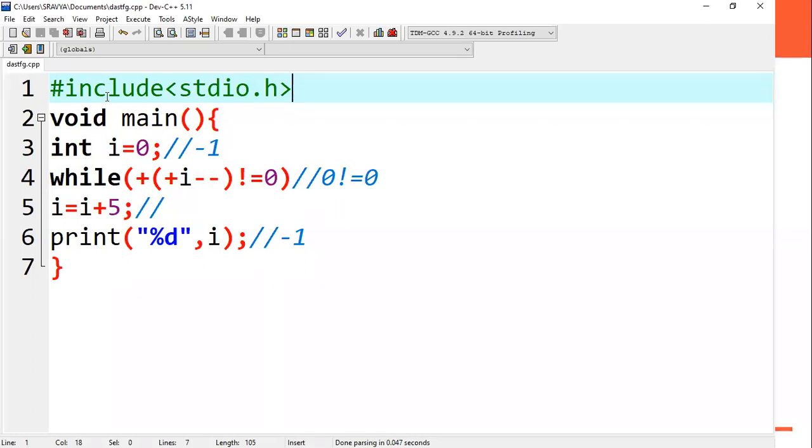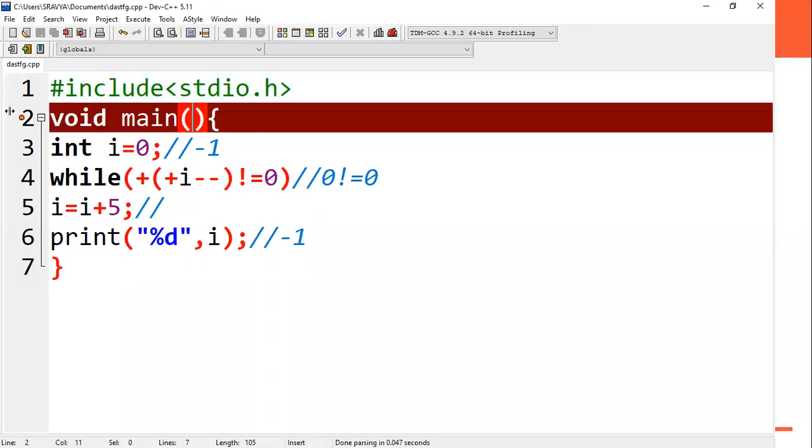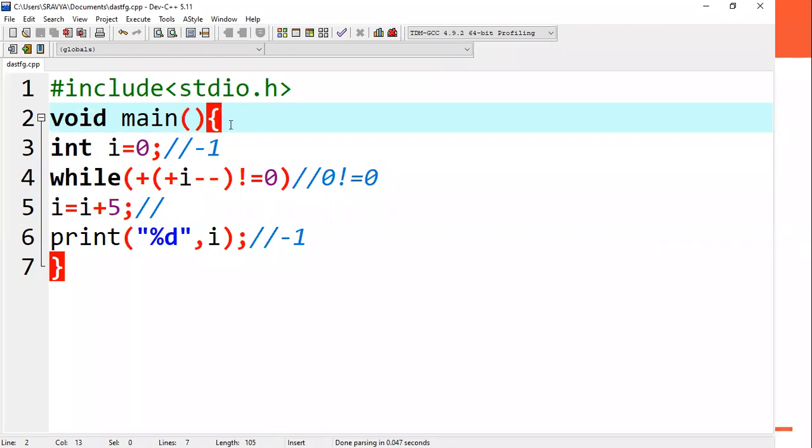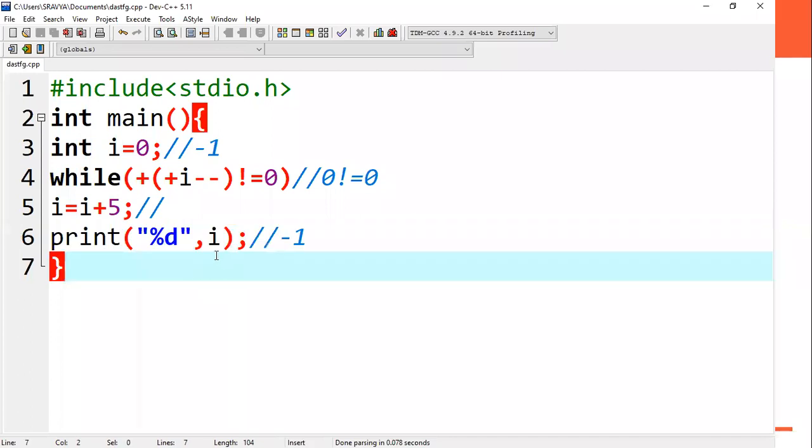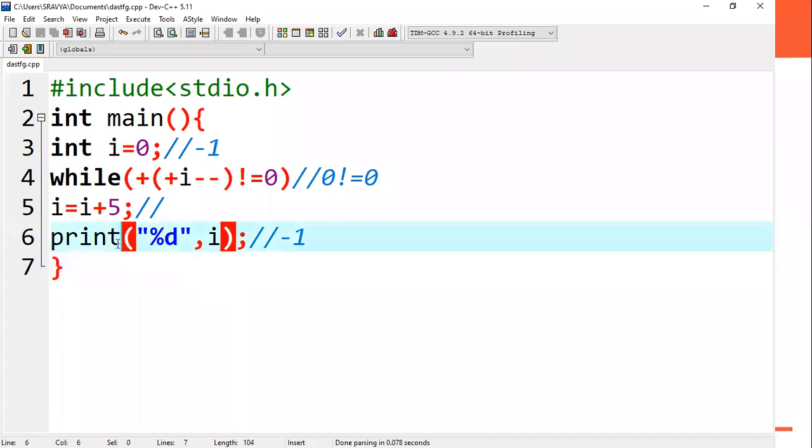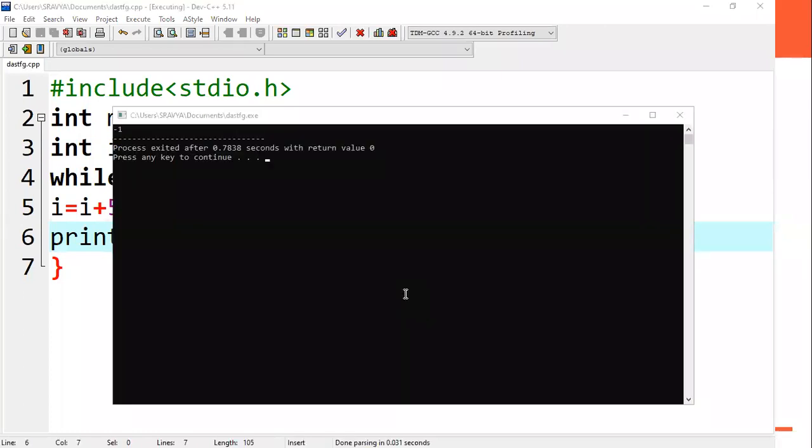Did you understand what I explained? Do you also agree with -1 as the answer? What happened? It's not running. It's saying error. I think it doesn't support int main. Let's make it printf percent d printf. Okay. Yeah, -1. Exactly. What I have said is perfect.